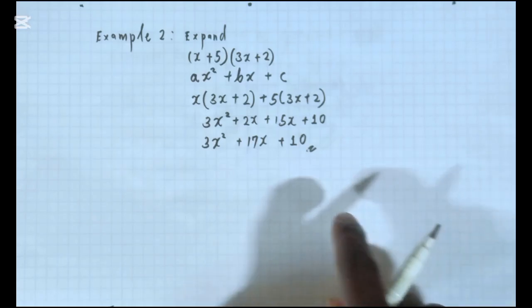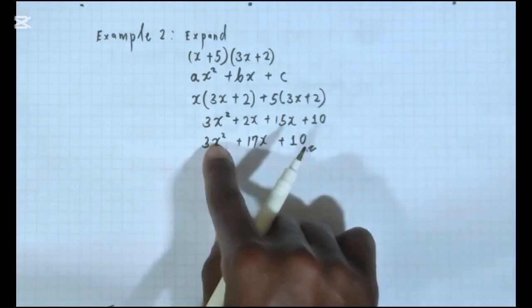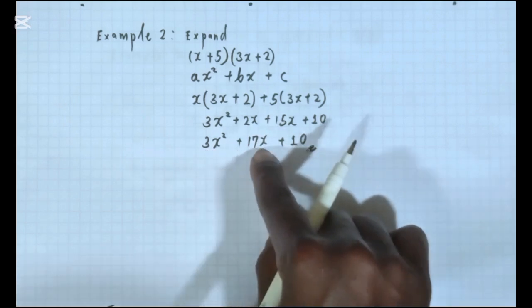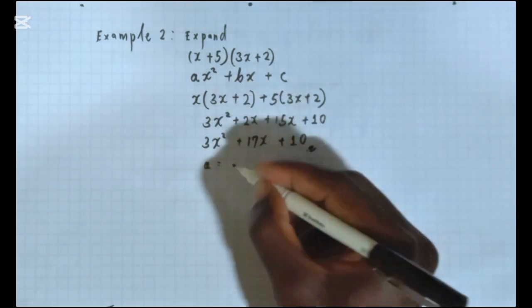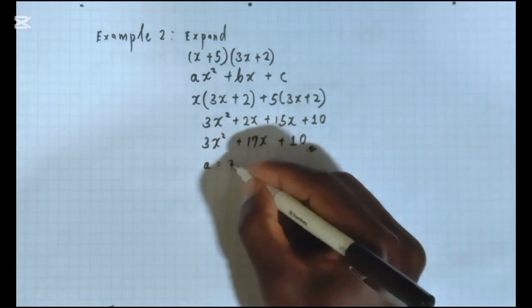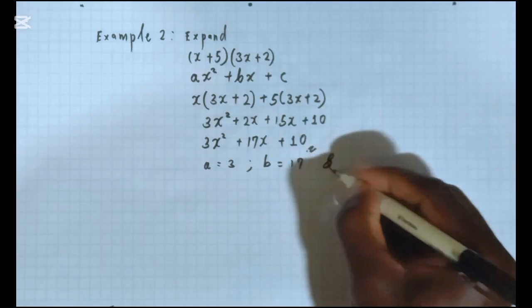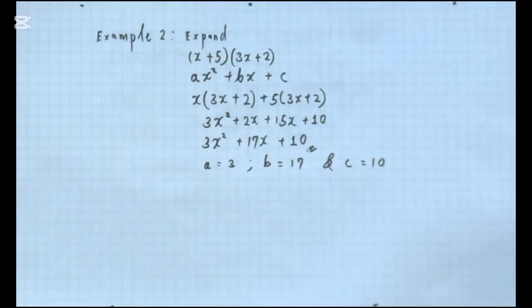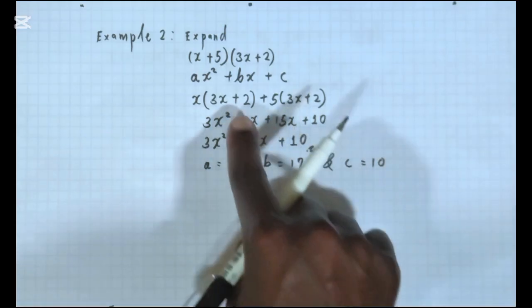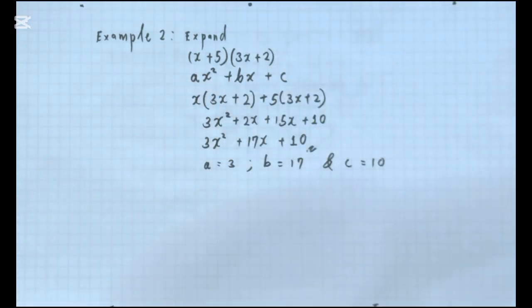I want you to note that it has taken the general form of a quadratic expression, that is ax squared plus bx plus c. In this particular case, as a side note, our a is 3, our b is 17, and our c is 10. You can see that based on the general format of a quadratic expression.